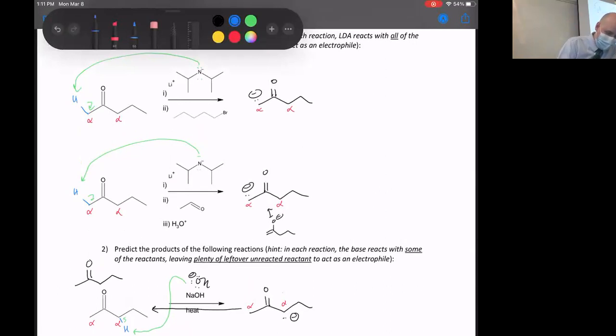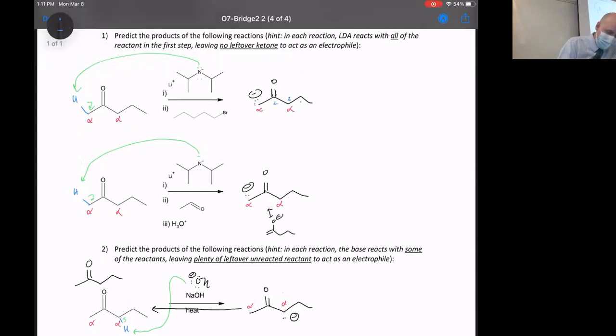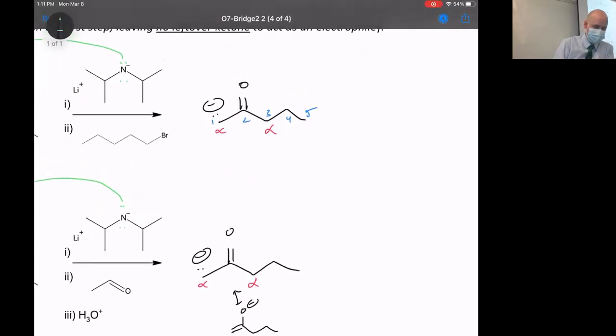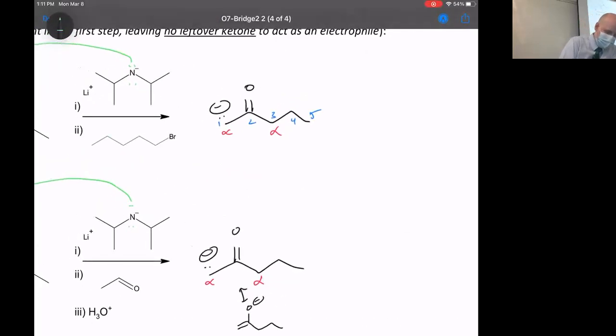We have our nucleophile. I'm going to number the carbons: 3, 4, 5. 5 carbons in blue. All right, our electrophile is this alkyl halide right here. Zoom in a little bit. And that has 5 more carbons, but I'm going to give them different numbers: 6, 7, 8, 9, 10.